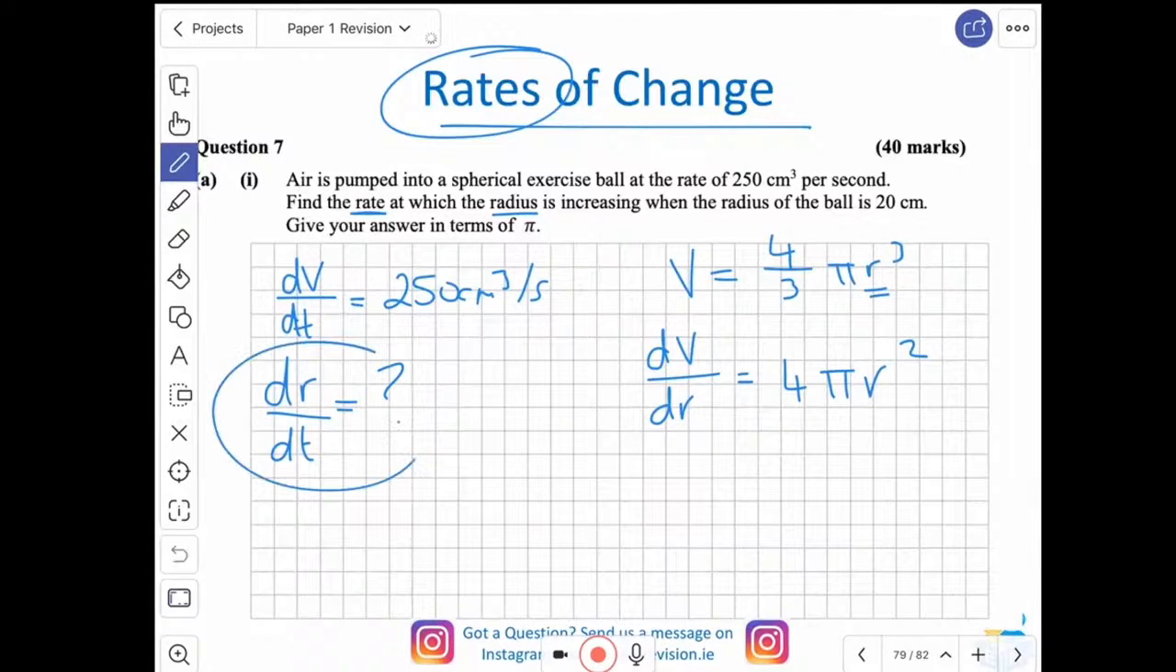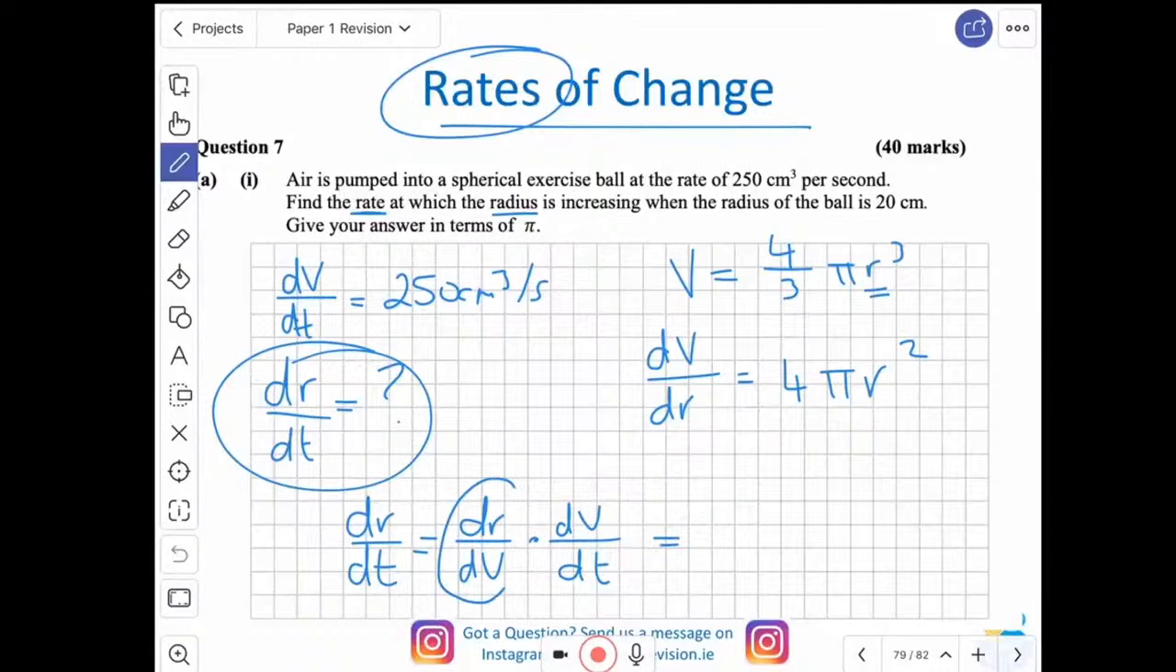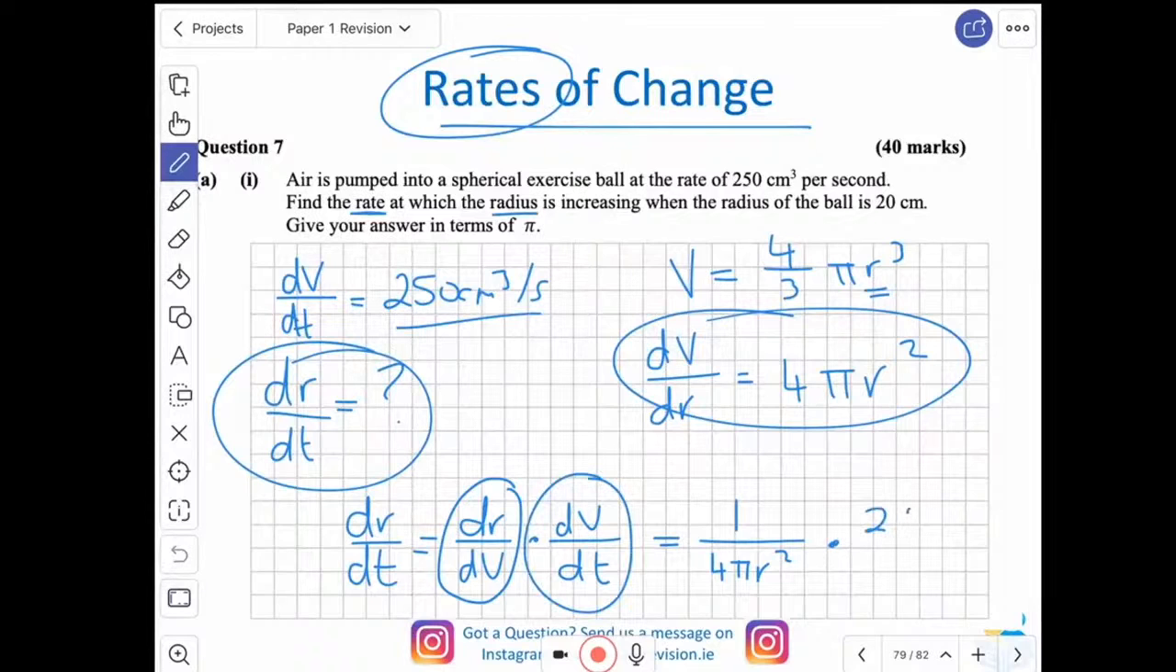Now what you're going to do is come back to this, and you're going to split it up. So the dr goes on the top. Now, I'm not obviously going into any of the explanation of why we do this. I don't have time, so apologies, but I'm just trying to give you the mechanics. So dr goes on the top of that one, dt goes on the top of that one, because I don't have dr/dt. And let's see, am I right? So do I have dr/dV? Well, I don't exactly have it, but I do have this, which means if I flip it upside down, it's the same. So that's going to become 1 over 4 pi r squared. And I'm going to multiply that by dV/dt, which I do have, which is 250.